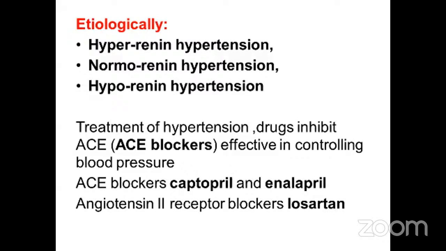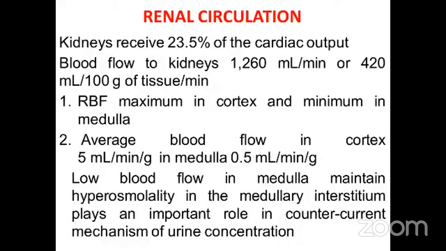So these are the treatments for hypertension: captopril, enalapril, and losartan. Then renal circulation. You will see the blood supply to the kidneys and about the renal circulation of the kidneys.